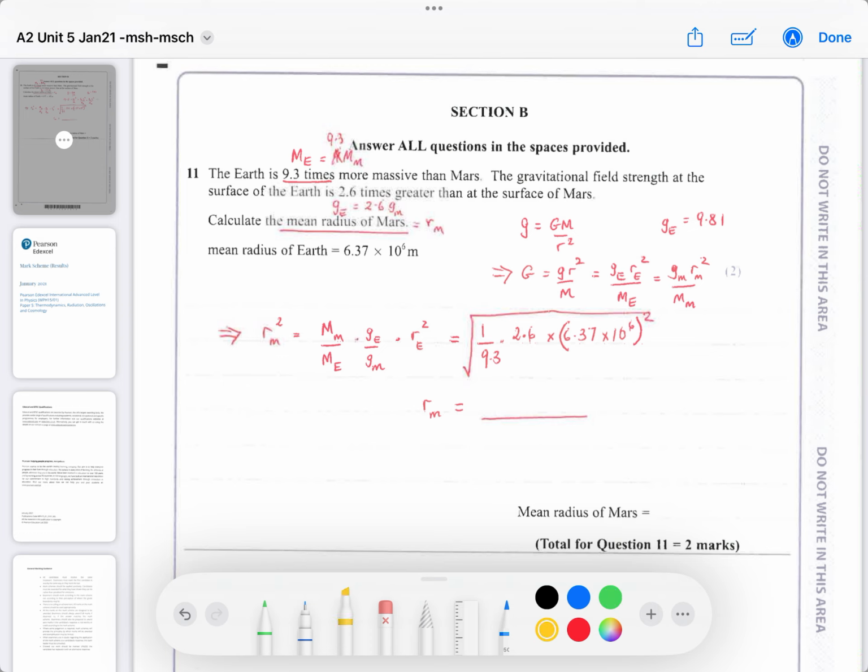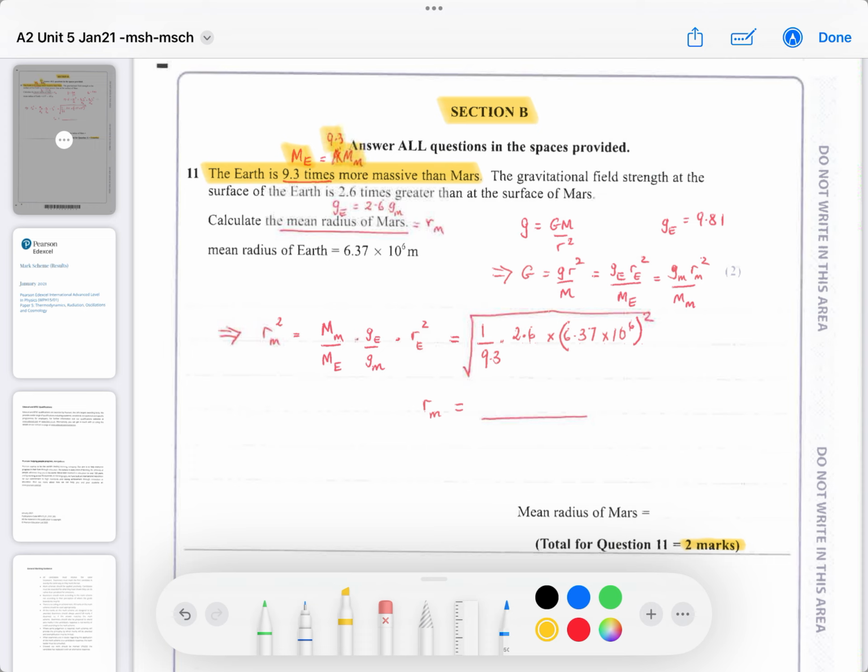So the next question is section B. So these are structured questions. They usually start with shorter ones. This one's only 2 marks. Always show all your working, yes, to get the marks. The Earth is 9.5 times more massive than Mars. So again, it's like the multiple choice questions. The mass of the Earth is 9.3 times the mass of Mars.